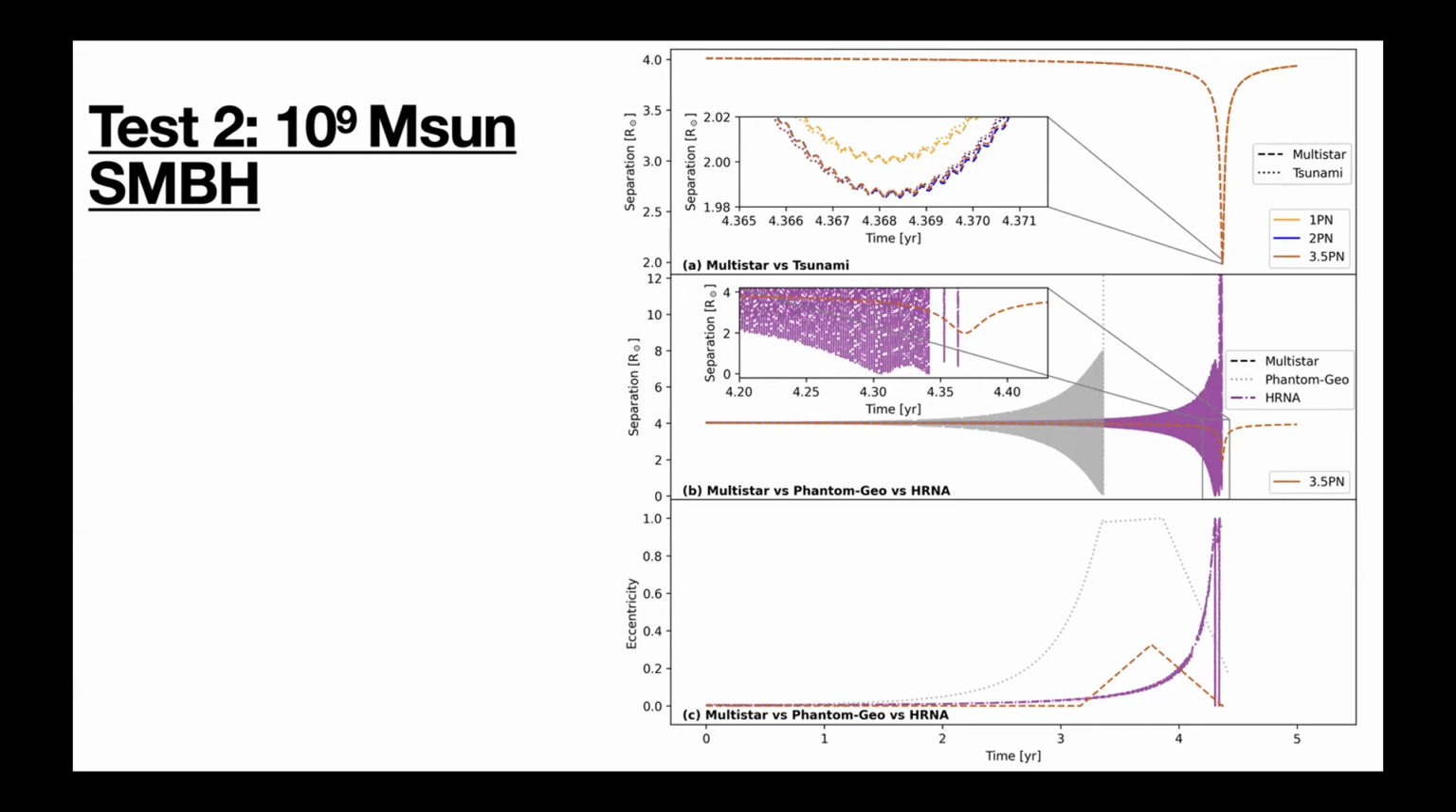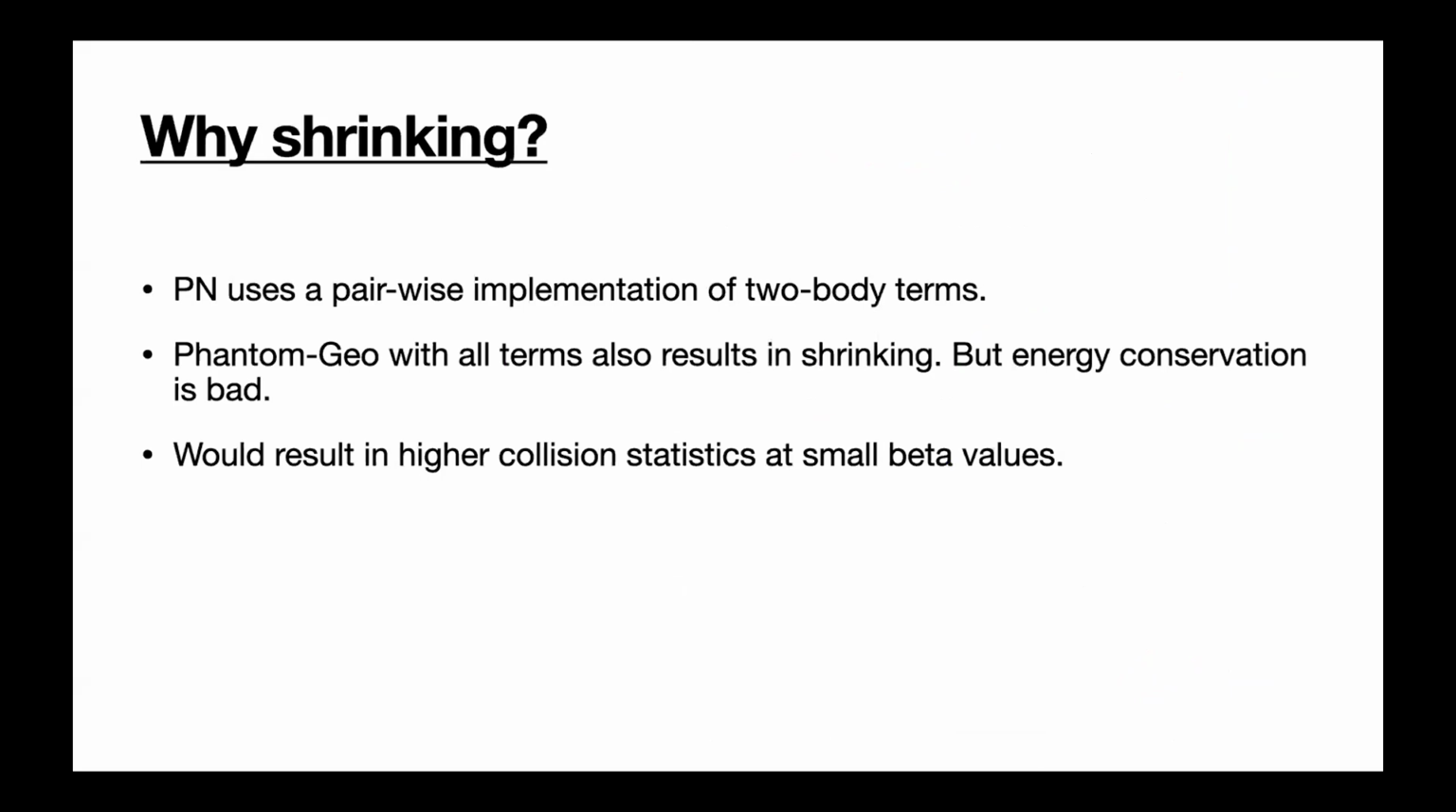And then the second panel shows the multi-star versus phantom geo with HRNA. And we can see that both HRNA and phantom geo show similar behavior where the models become highly eccentric and the separation decreases a lot. But the time at which this happens is about a year earlier in the phantom geo compared to HRNA. So why is this behavior taking place?